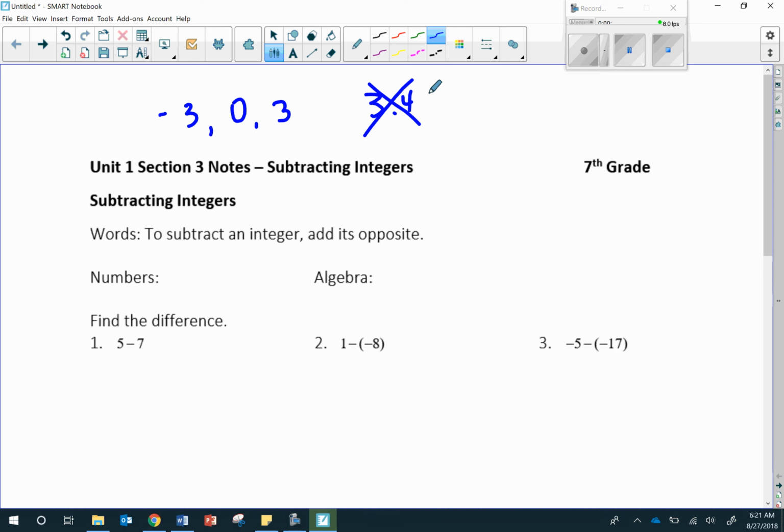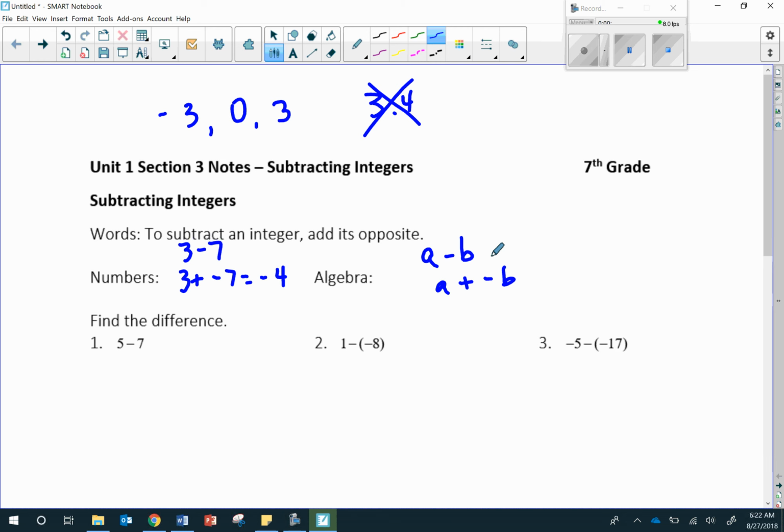To subtract an integer, we simply add its opposite. So in the example 3 minus 7, we would say 3 plus negative 7, which is in fact negative 4. Algebraically, it may look like a minus b or a plus a negative b.